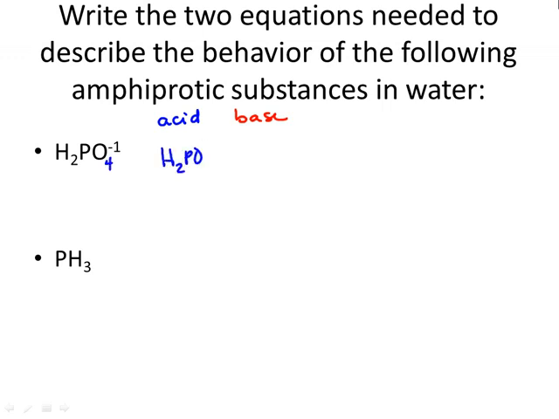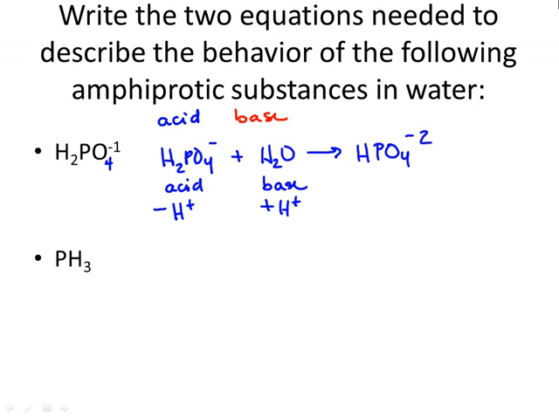So H2PO4 negative, if I'm going to act like that's an acid, then it will react with water. This is my acid. Water will act like a base then. My acid will lose a hydrogen ion, so we're going to take away an H plus here. My base will add a hydrogen ion, so we'll add a hydrogen there. And so H2PO4 negative without one of its hydrogen ions is a single H, PO4, and now my negative has gone up because I took away one of my positives. On the other hand, the H2O becomes H3O plus because it's picking up the hydrogen.